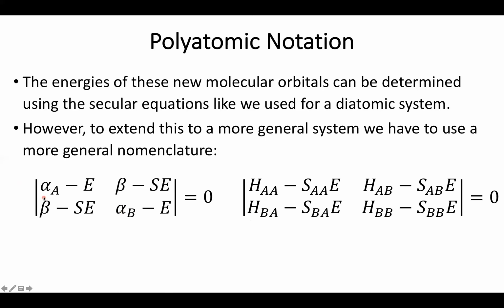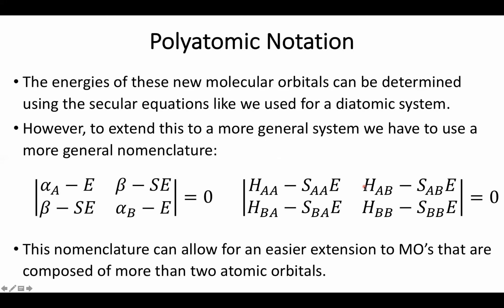I'm replacing my Coulomb integral with a Hamiltonian integral. And the same thing with my resonance integrals. And we're going to talk about this a little bit more. But again, the major point of developing this new nomenclature is that now I'm very explicit about which orbitals are interacting, whether it's in terms of a Hamiltonian or in terms of a resonance integral. Now I know exactly which two atomic orbitals are interacting, which is going to be very useful when there's more than two.